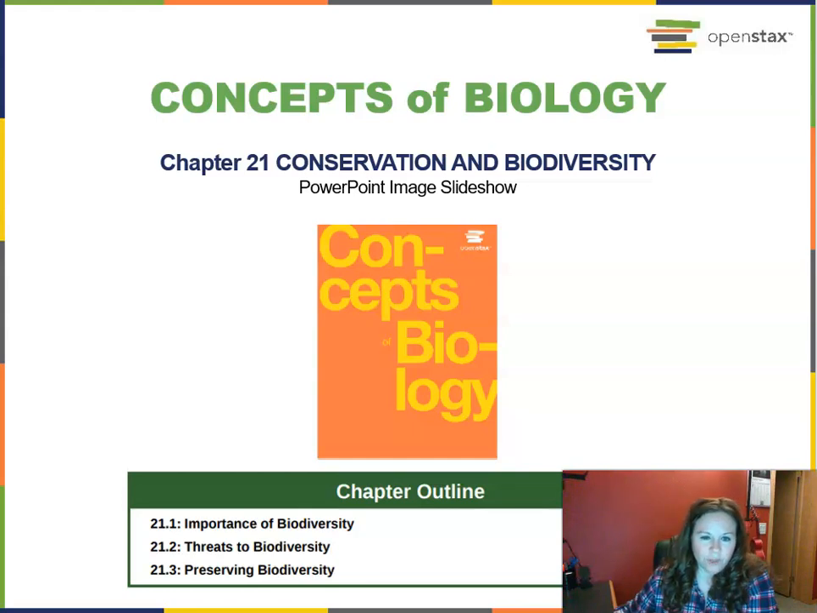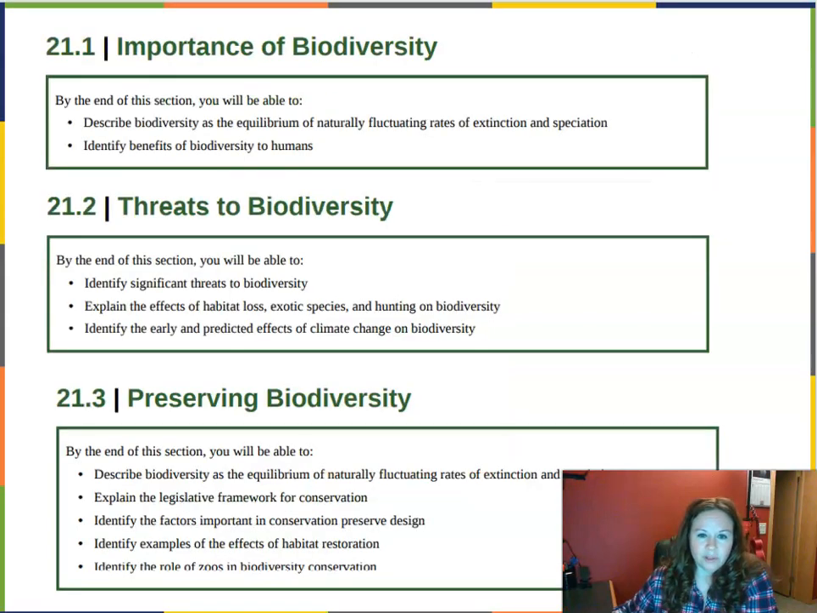Hello everyone, we've reached chapter 21, Conservation and Biodiversity in our Concepts of Biology OpenStax textbook. We'll be looking at 3 sections in this chapter: the importance of biodiversity, threats to biodiversity, and finally, preserving biodiversity. I've included a slide that has our objectives for each section, so feel free to pause and read through those.